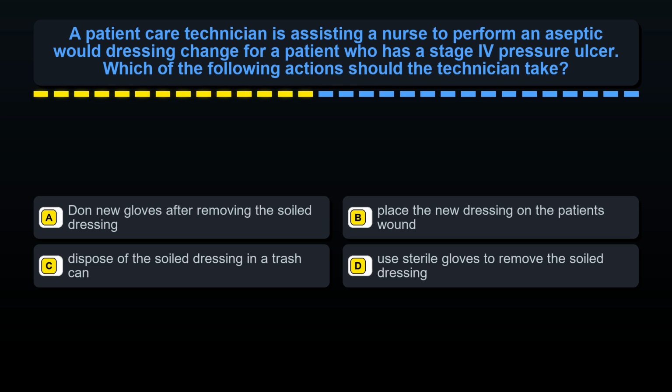Option A, don new gloves after removing the soiled dressing. Option B, place the new dressing on the patient's wound. Option C, dispose of the soiled dressing in a trash can. Option D, use sterile gloves to remove the soiled dressing.